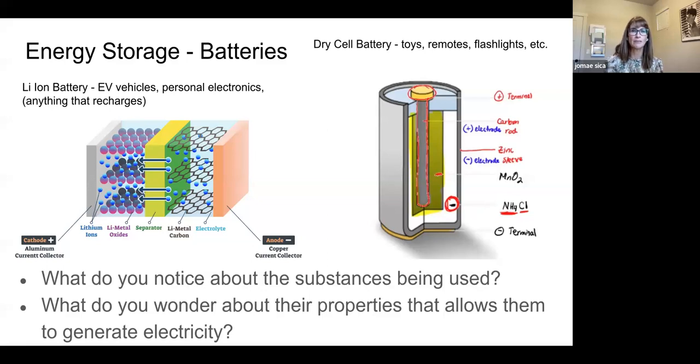So we have a lithium ion battery being pictured on the left-hand side. And then on the right-hand side, we have a dry cell battery. So again, you would go through the same process with students. Like, what do you notice about the substances that are being used in these two different types of batteries? What do you wonder about their properties that allows them to take this chemical energy and turn it into electricity, right? Allows us to store the energy until we're ready to actually use it.